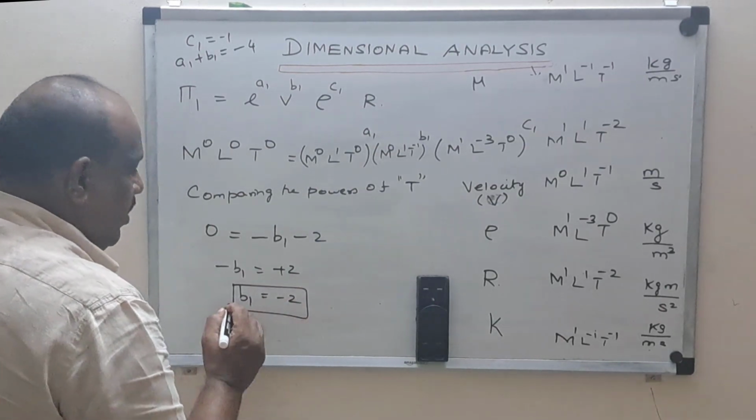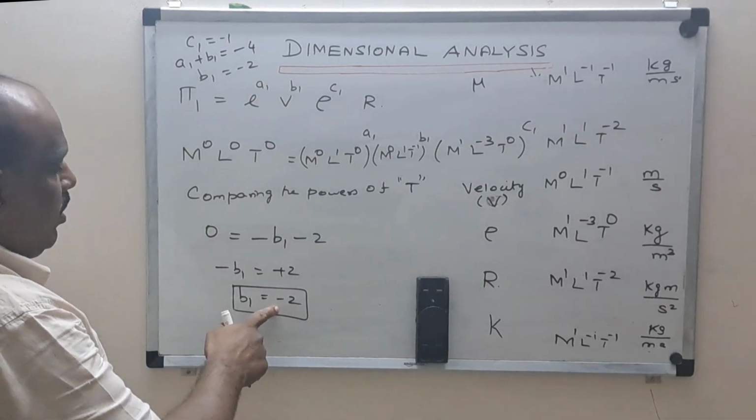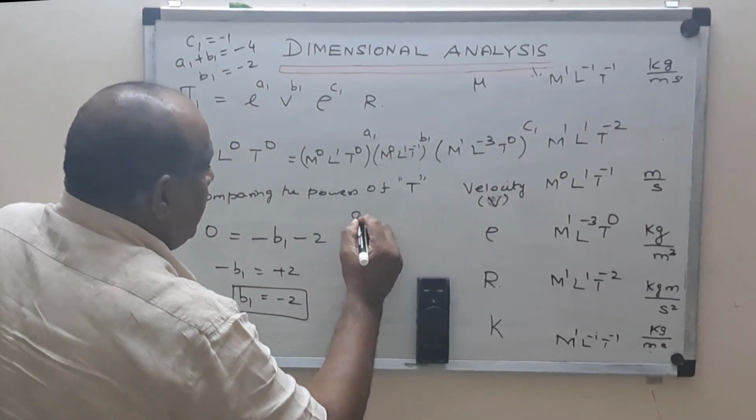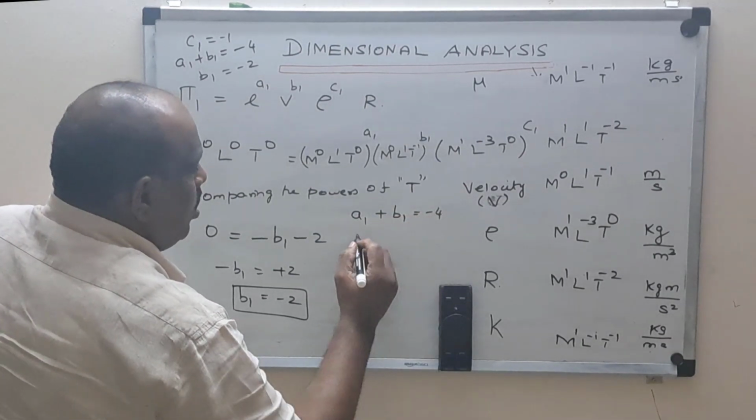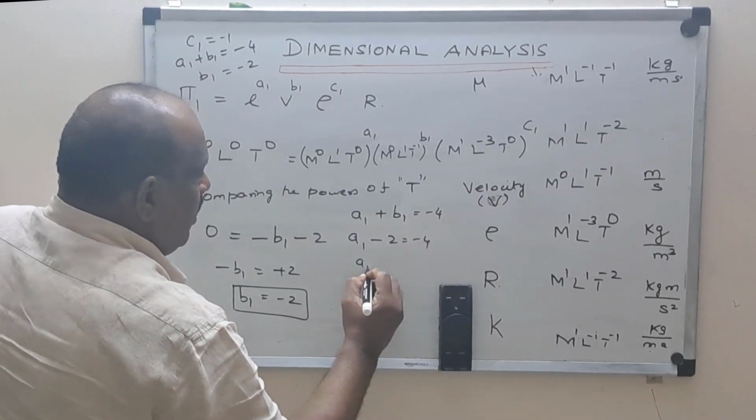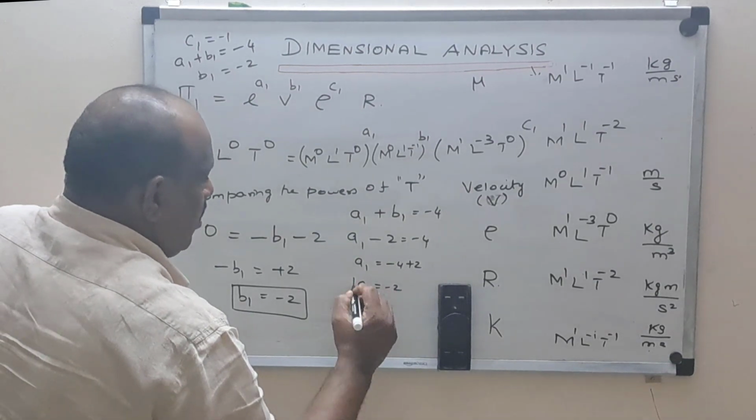So I got the value of B1 as minus 2. Now substitute the value of B1 equal to minus 2 in this equation, and I'll get the value of A1. So let us try to find out. A1 plus B1 equal to minus 4. So A1 minus 2 equal to minus 4. A1 equal to minus 4 plus 2. So A will be equal to minus 2.